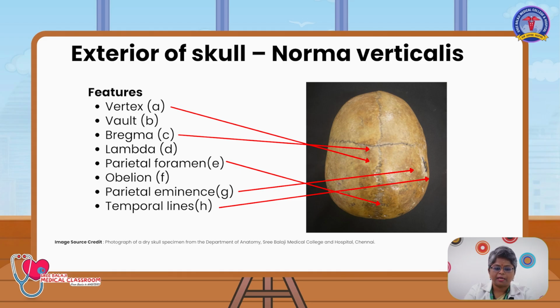What is the parietal eminence? It is the area of convexity of the parietal bone. The temporal lines: there are two temporal lines, the superior temporal line and the inferior temporal line. Both the temporal lines start as a single line from the zygomatic process of the frontal bone.